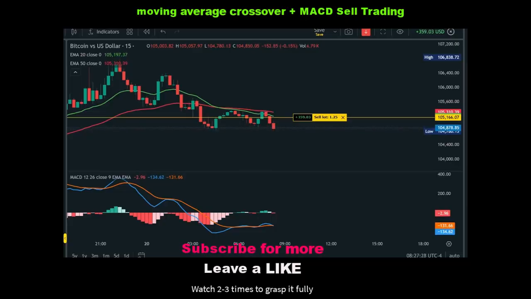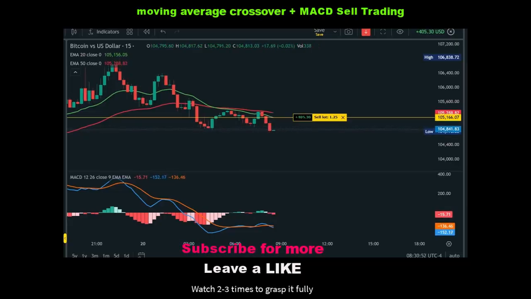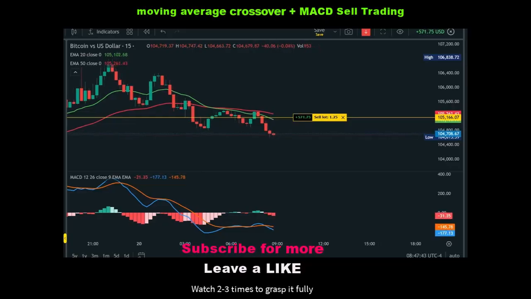It combines trend direction using EMAs, so you know the overall market bias, and momentum using MACD, so you know the strength behind the move. This combo helps you filter out fake outs, reduce emotional exits, and stay in the trade for the bigger move with much higher accuracy.